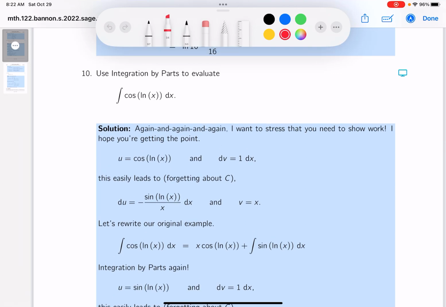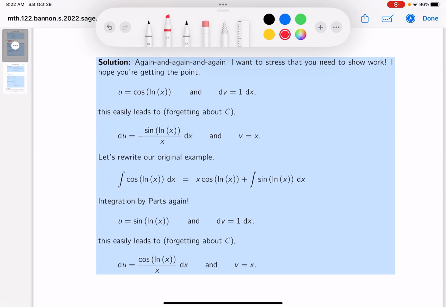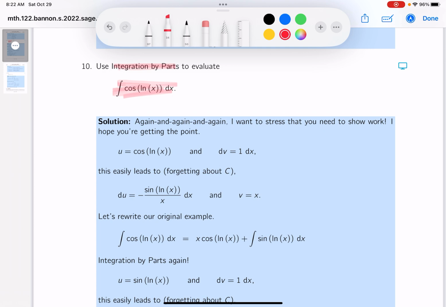Okay, we're being asked to use integration by parts to do this integration over here. There's a variety of ways of doing it. The way I'm doing it over here, just go through it for you. I'm making a decision over here. I'll tell you what the decision is.